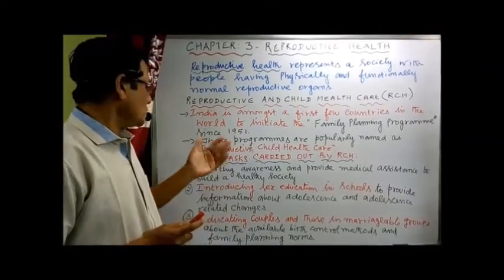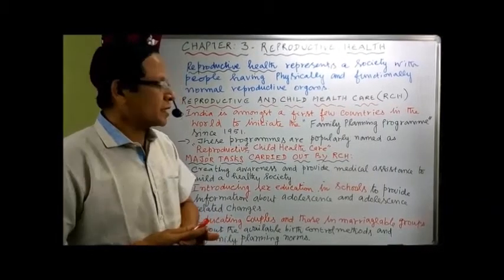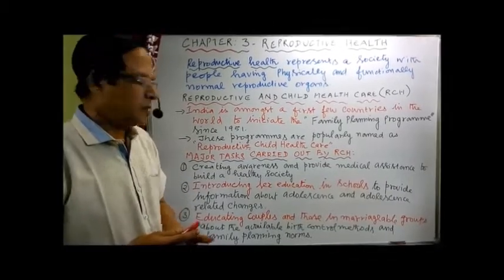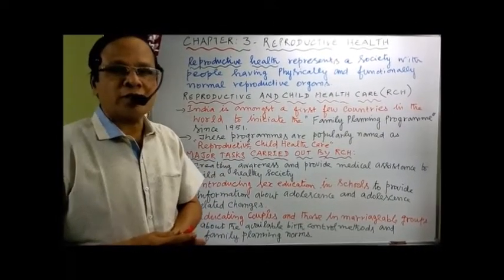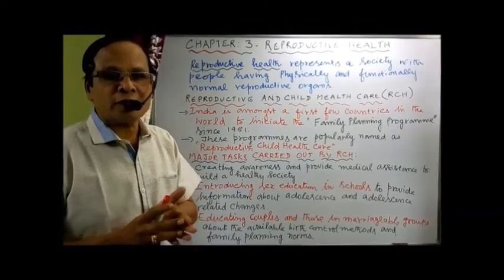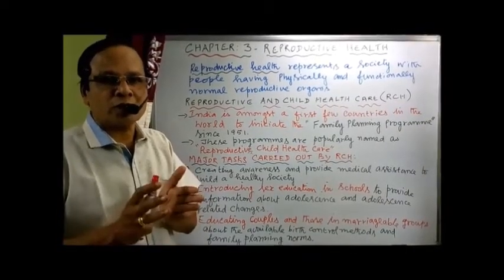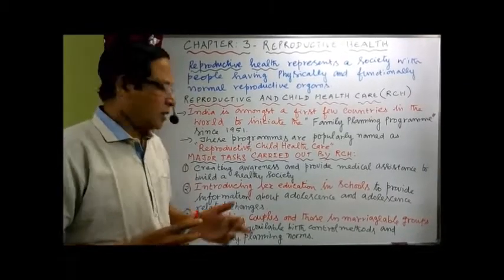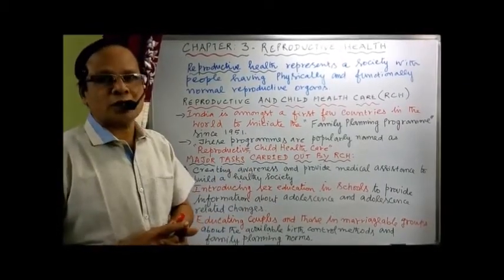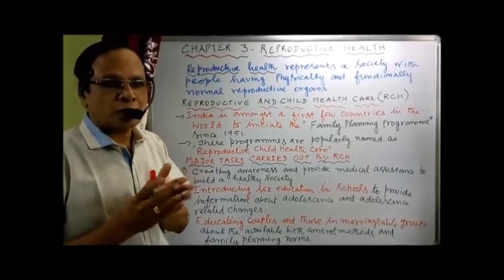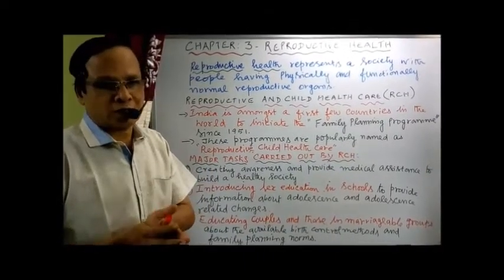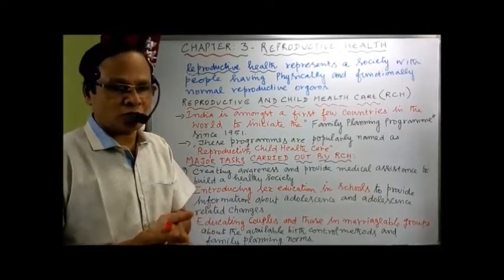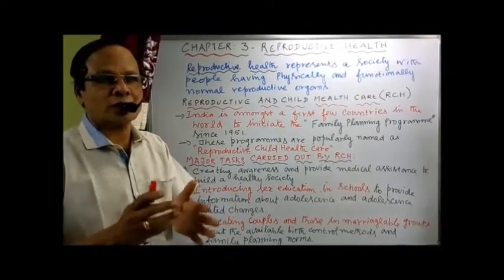Now, what are the major tasks carried out by RCH, that is reproductive child health care? Number 1, creating awareness and providing medical assistance to build a healthy society. Number 2, introducing sex education in schools to provide information about adolescence, the period of adolescence, and the adolescence related changes. What are the changes taking place at the time of the adolescent period?